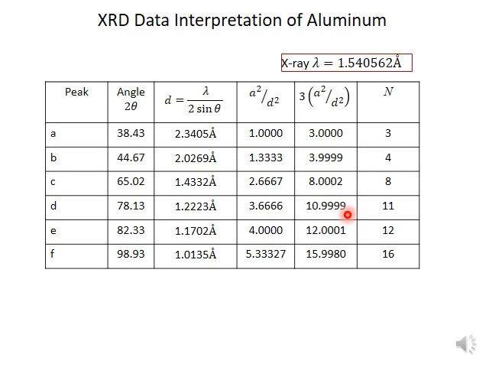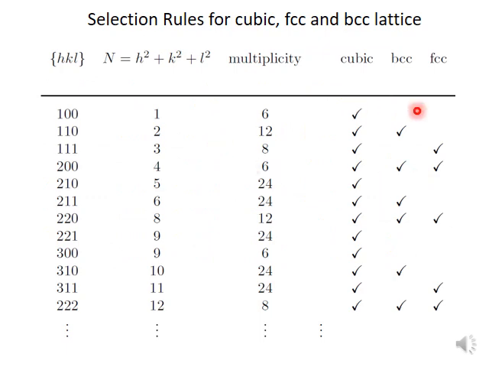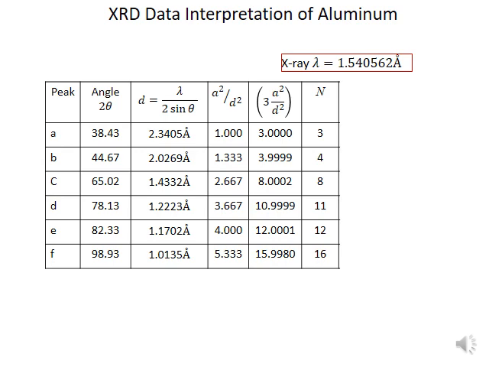As we said earlier, N should be a list of integer values. Now we have to look for which crystal system it has, because if you look at your table here, N starts from 1 for the cubic system, the first value is 2 for the BCC system, and the first value is 3 for the FCC system. That's why you can already say that the unknown system which you wanted to find is an FCC system.